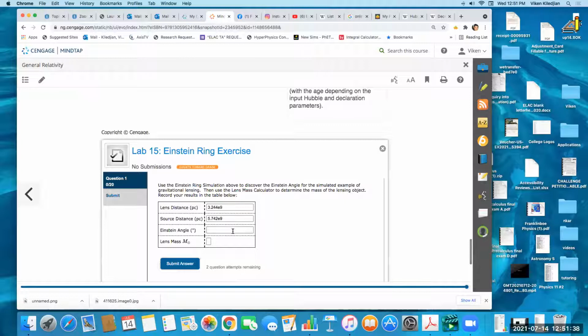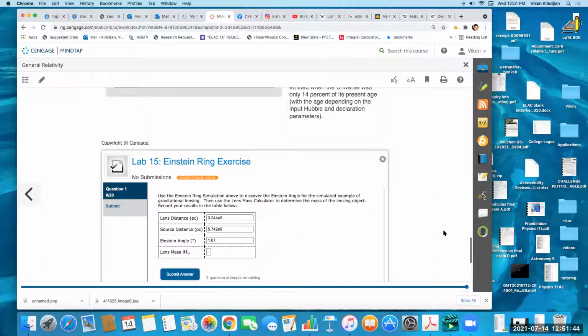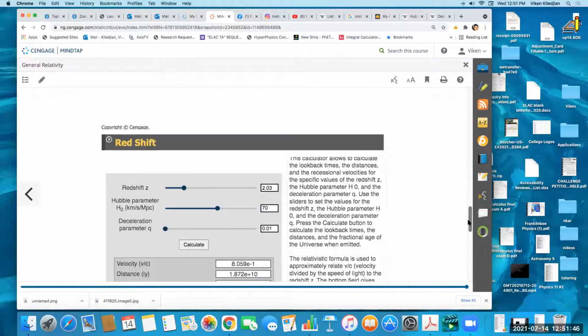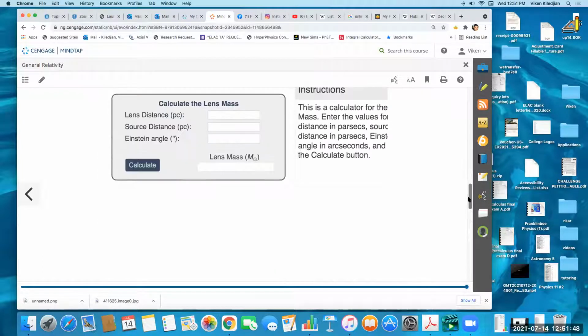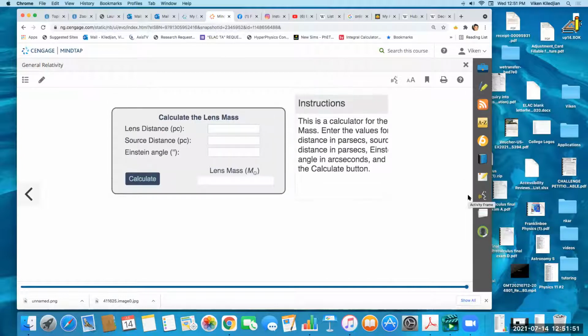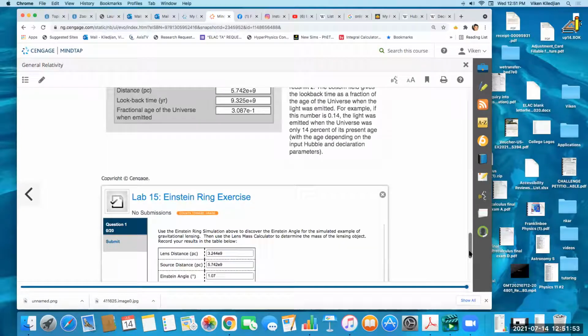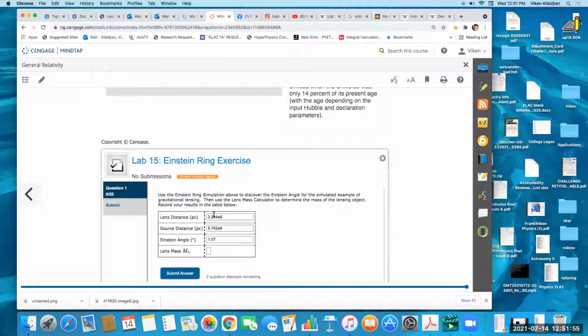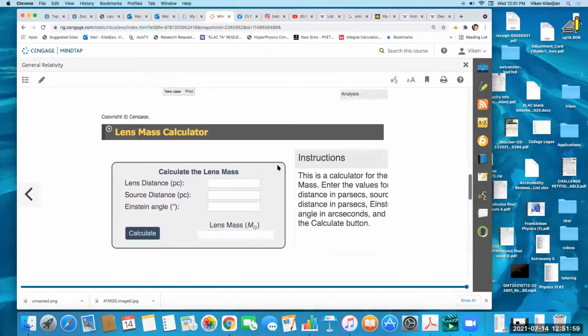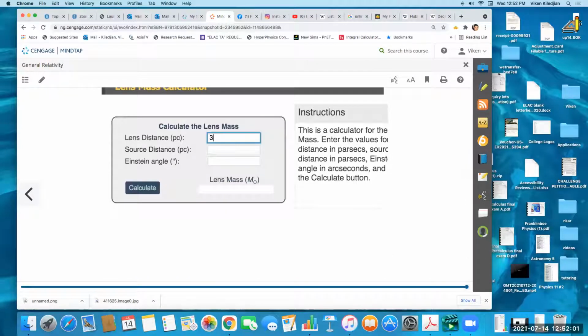1.07 arc seconds. Now the lens mass, that one, the lens mass indicator will tell us that. You put here the lens distance. Oh, so then you take the distance here, 3.244 e to the 9th.